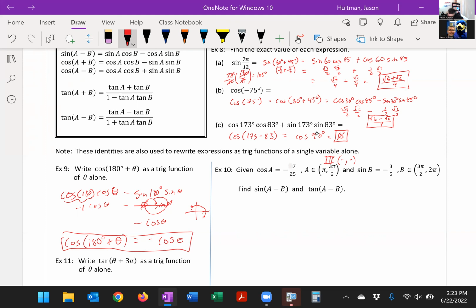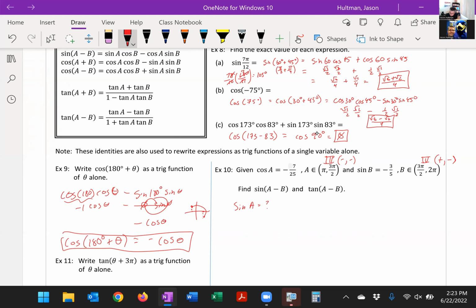Okay, angle B is in quadrant 4, where the cosines are positive, but the sines are negative. The x's are positive, the y's are negative. And so the sine of B is negative, that makes sense. But when we go to find the cosine of B, we're going to have to make sure that it's a positive value. So let's find the sine of A.